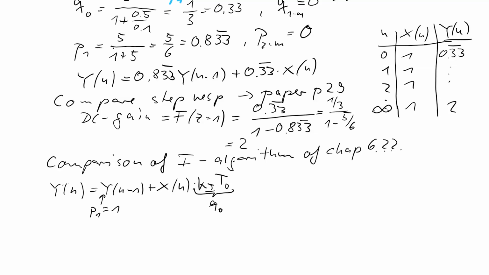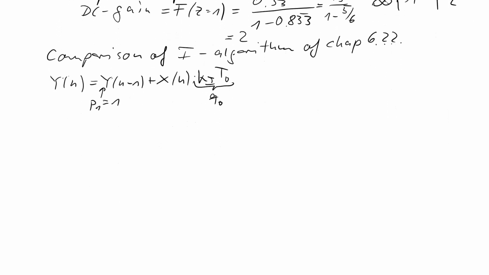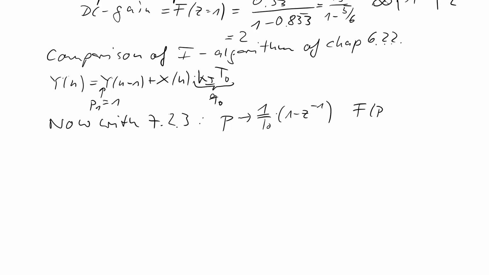Now we do this with our rectangular approach. Now with 7.2.3, P replaced with 1 over sampling time times 1 minus z to the power of minus 1. Put this into f of p is ki divided by p. That is the integration transfer function.